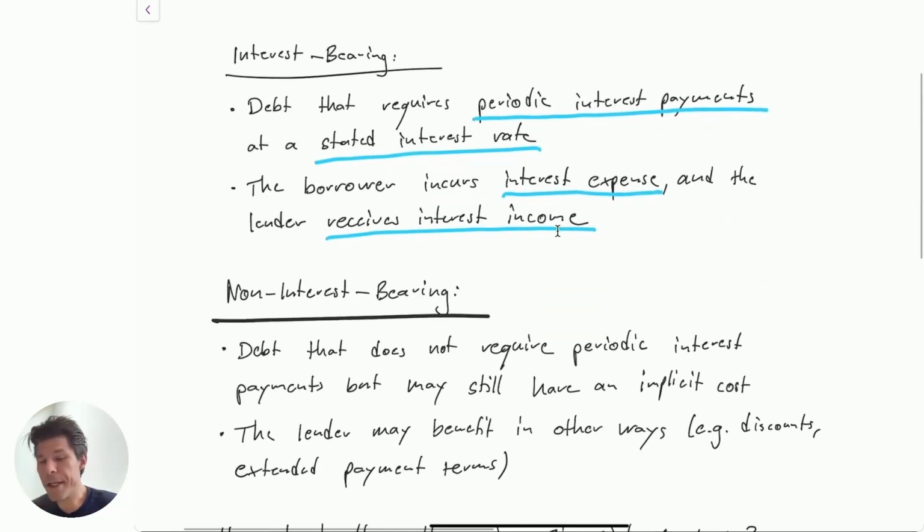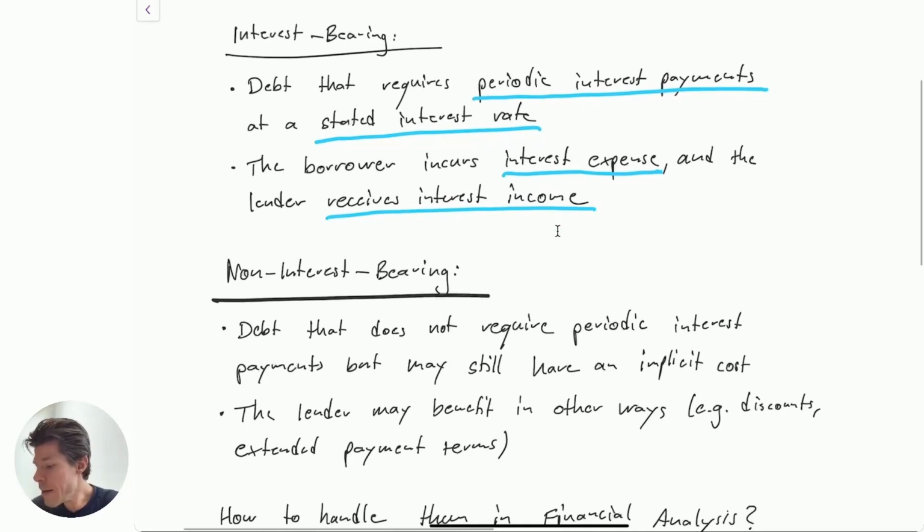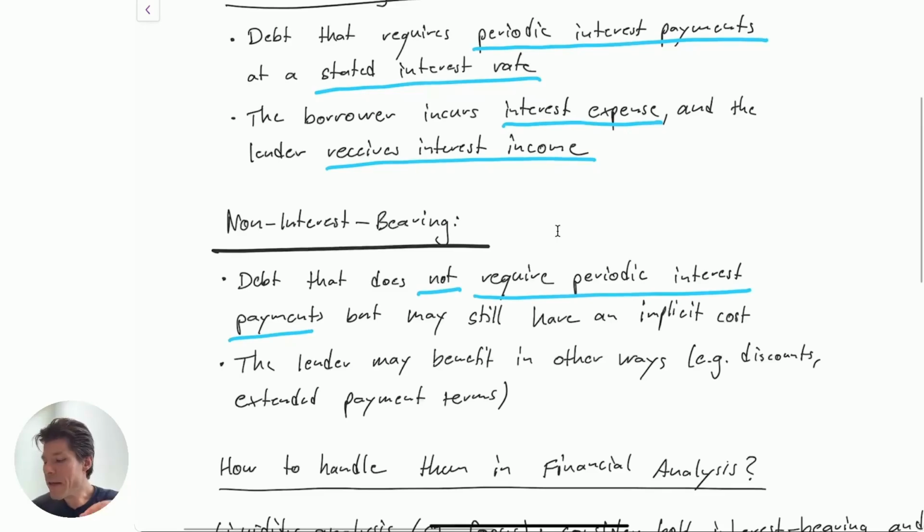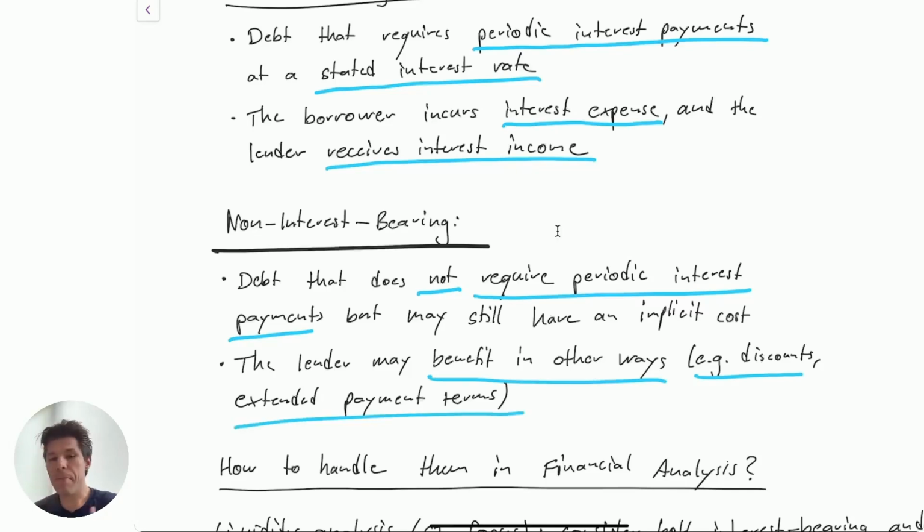When we talk about non-interest bearing, they also exist for short-term debt instruments and long-term debt instruments. This is debt that does not require periodic interest payments, but may still have an implicit cost. The lender here does not receive interest income directly, but may benefit in other ways, discounts, extended payment terms. So there's no direct cash outflow, but there is some underlying implicit cost or income depending on the side.